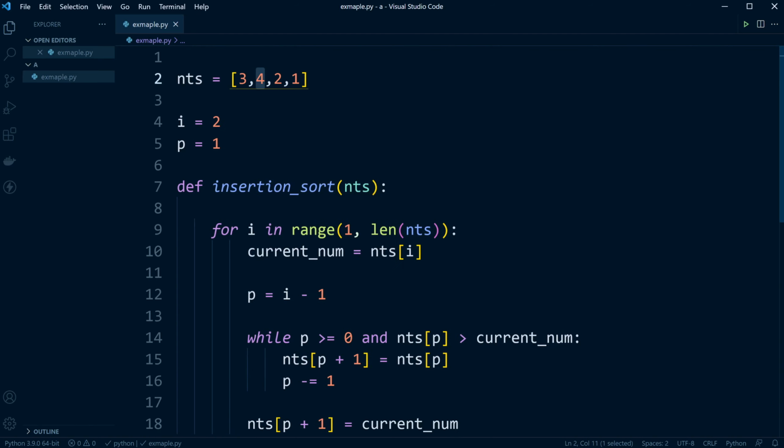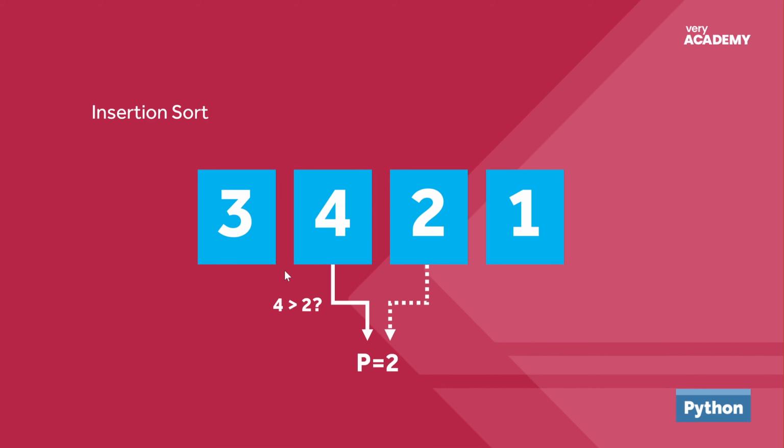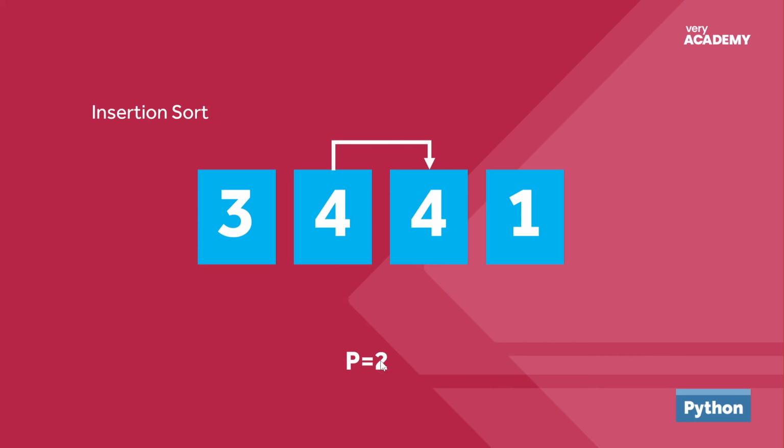So what's happening now, just going back to here, is we copied position 2 down to our variable here. We've checked to see if 4 is greater than 2. And now what we're going to do is copy 4 over into this position here.